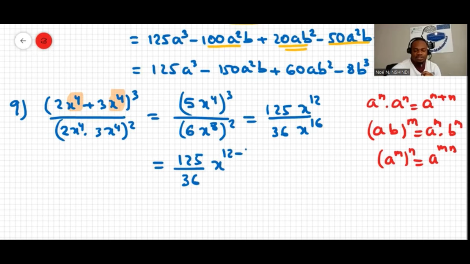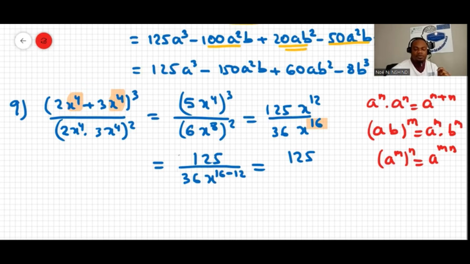Actually, look here, the base with the highest exponent is at the denominator. Instead of moving 16 on top, I'd rather move 12 to the denominator. So it's going to be written as 125 over 36 x to the 16 minus 12. Okay, so this makes 125 over 36 x to the power of 4. So that's the answer here.